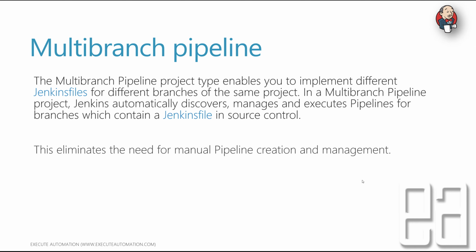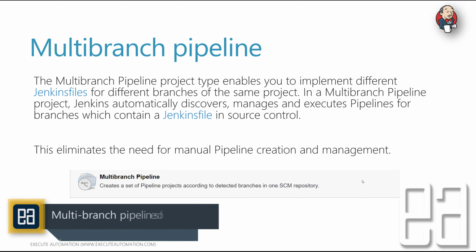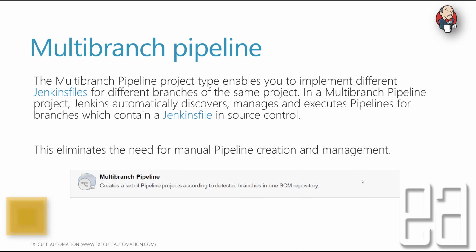Multi-branch pipelines. The multi-branch pipeline project type enables you to implement different Jenkins files for different branches of the same project. In a multi-branch pipeline project, Jenkins automatically discovers, manages, and executes pipelines for branches which contain a Jenkins file in source control. And this eliminates the need for manual pipeline creation and management.